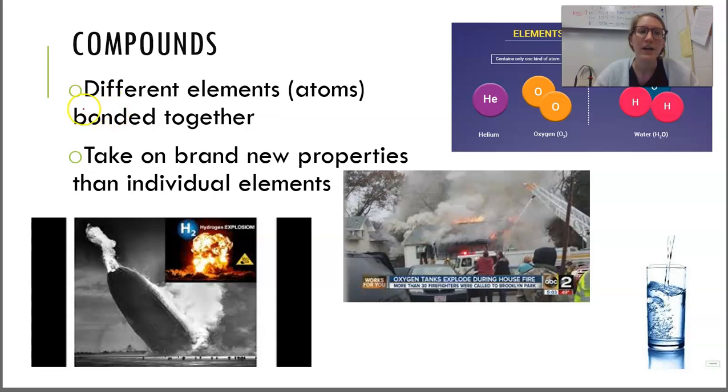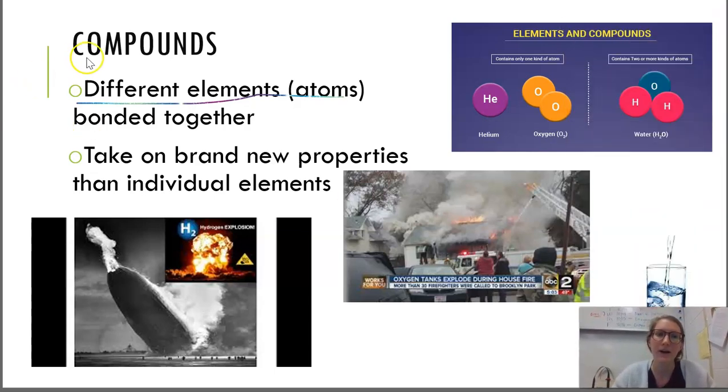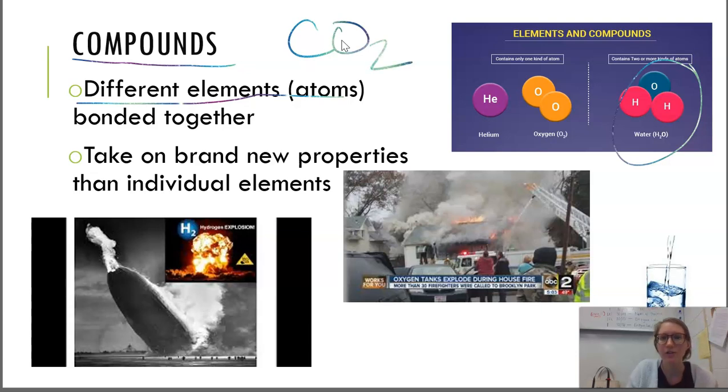So a compound is different elements that are bonded together. We've been talking about this for a while now. Maybe you didn't know we were talking about compounds, but we were. So water is the most common compound that we have been talking about in biology. You get that from adding an oxygen and 2 hydrogen atoms together. So that is a compound. Carbon dioxide is another one we've talked about. CO2, so you've got 2 oxygen and 1 carbon.